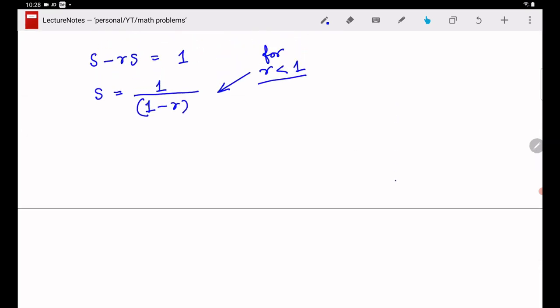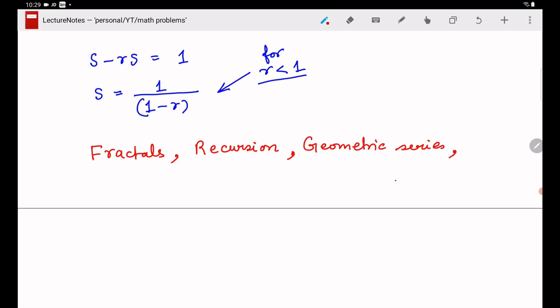This idea appears throughout mathematics. A large object contains a smaller copy of itself. This is the same idea that is useful in fractals, recursion in computer science, geometric series, and certain physical processes. These are just some examples.